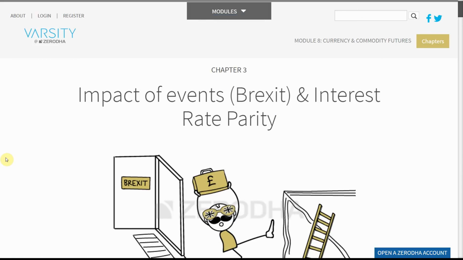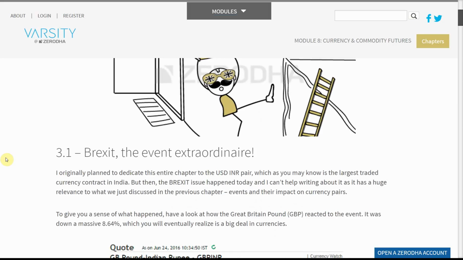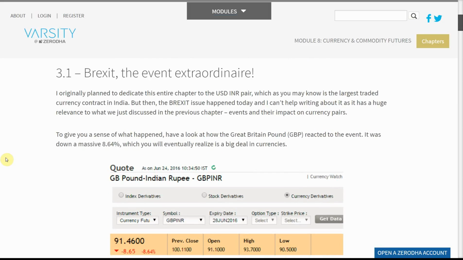Impact of events: Brexit and interest rate parity. 3.1 Brexit, the event extraordinaire. I originally planned to dedicate this entire chapter to the USD-INR pair, which as you may know is the largest traded currency contract in India. But then, the Brexit issue happened today and I can't help writing about it, as it has huge relevance to what we just discussed in the previous chapter, events and their impact on currency pairs.